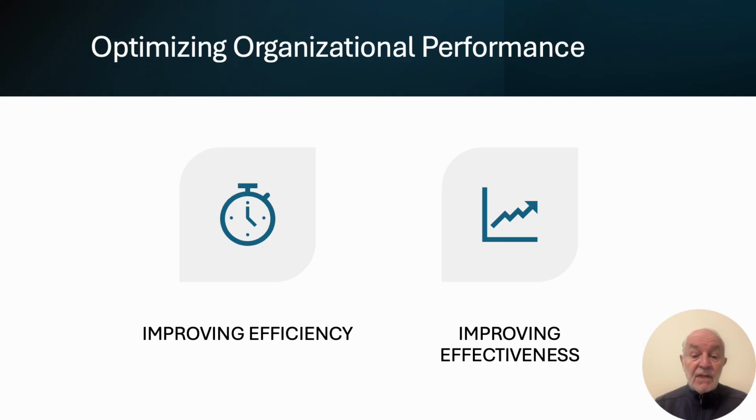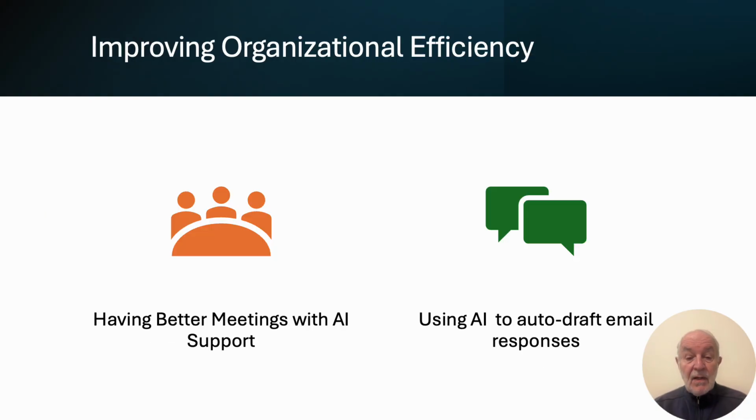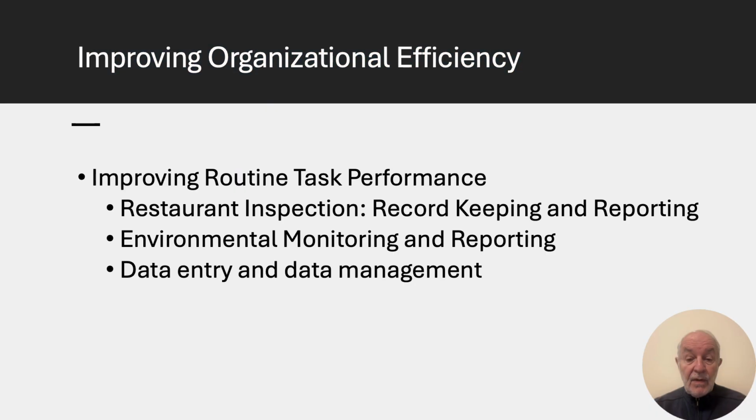Well, optimizing organizational performance is another guiding principle. So let's talk about that a little bit. There are ways to improve organizational efficiency and ways to improve effectiveness. Well, what might those look like? Let's talk about organizational efficiency first. One can have better meetings with AI support. One can actually utilize AI to take notes in a meeting and to draft meeting minutes, so that persons who are responsible for the meeting can review them and distribute them much more efficiently. You can use artificial intelligence to auto-draft email responses and to further improve efficiency and save time in organizations.